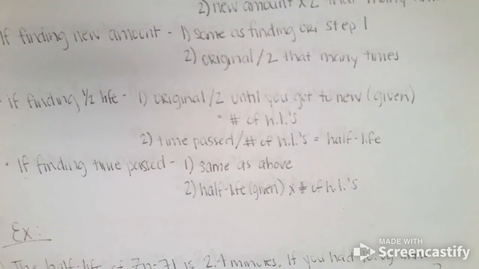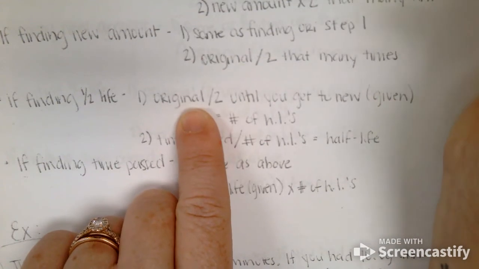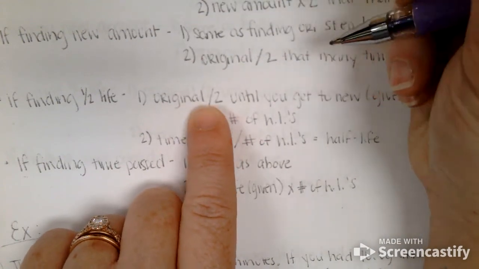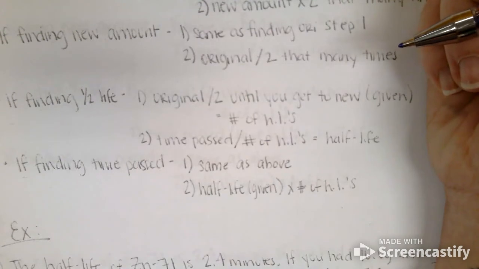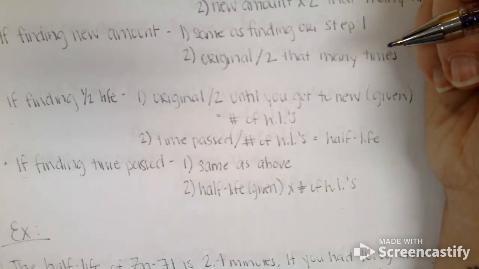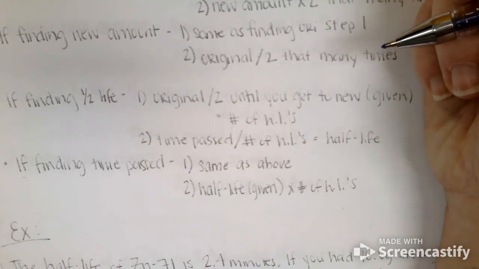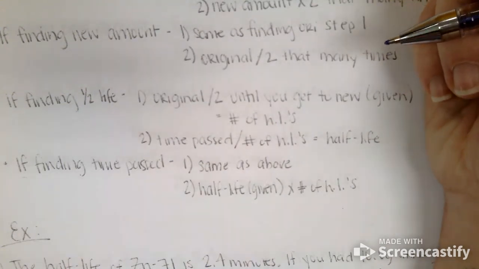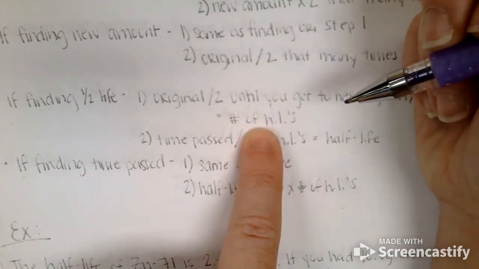If you're finding the half-life, so let's say we've got the original amount and the new amount, and we are looking for the half-life, you are going to take the original and divide it by 2 until you get to the new amount. Both of those should be given to you. So it could be that you started with 100 and you end with 25. How many half-lives do you get through? You do 100 divided by 2, gets you to 50, divided by 2, gets you to 25. That tells you how many half-lives you went through.